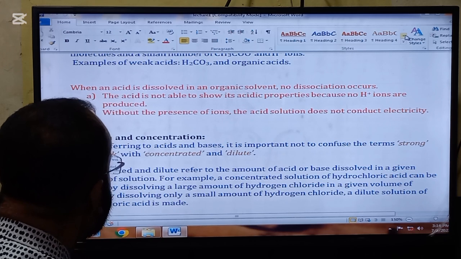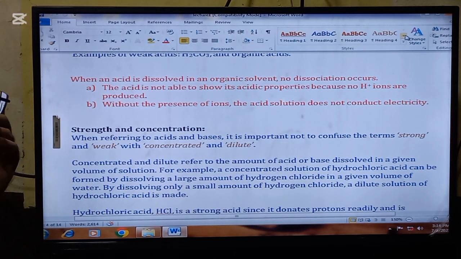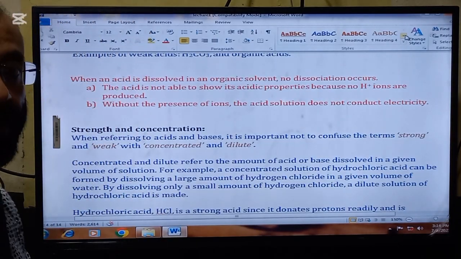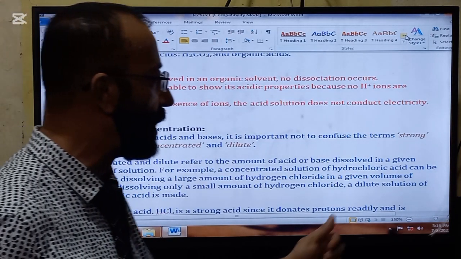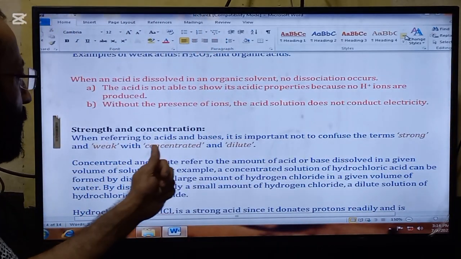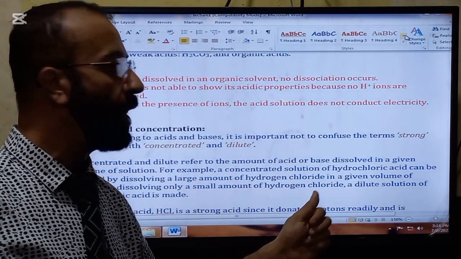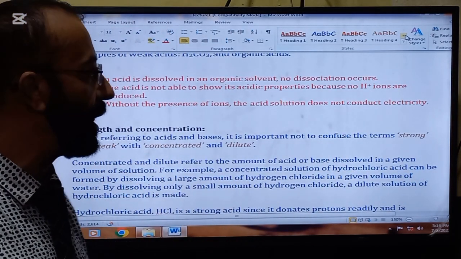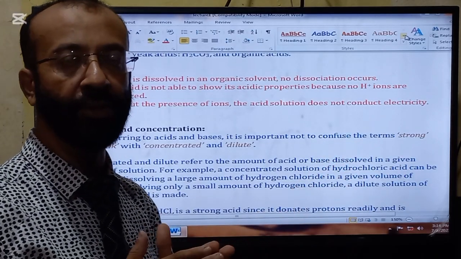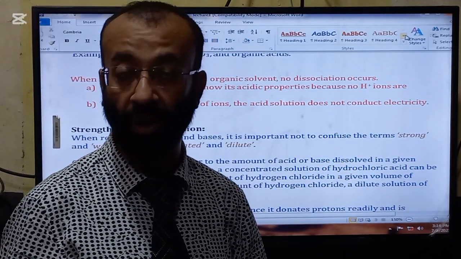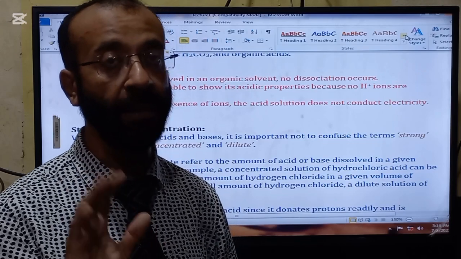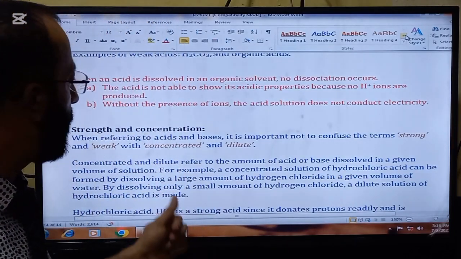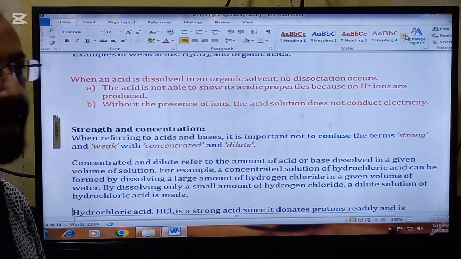Okay. Next is strength and concentration. So here are coming some more terms. Actually you people are now going to deal with 4 terms: strong, weak, concentrated, and dilute. These 2 terms are easy for you because you have gone through them. The acids which dissociate completely are called strong acids, and the acids which dissociate partially are called weak acids. So these 2 terms are easy for us now. And now here are 2 more terms, that is concentrated and dilute.